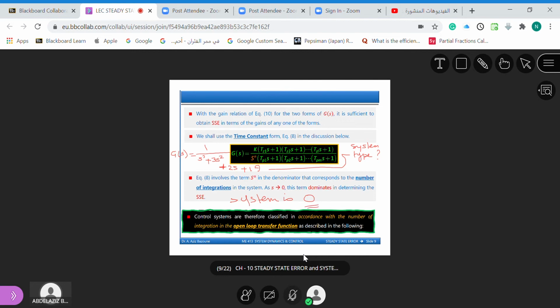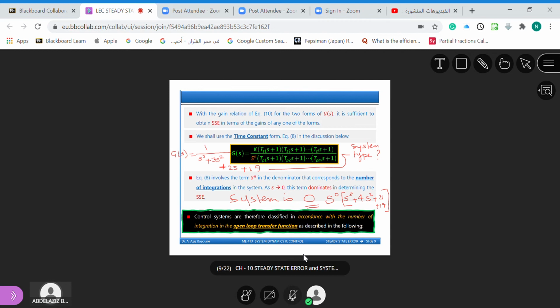System type is 0, not 3. Why? Because I can write it in this form only as s to the power 0. I cannot take s common here. It is basically s cubed plus 4s squared plus 2s plus 19, and s to the power 0 is 1. So the type is s to the power 0.